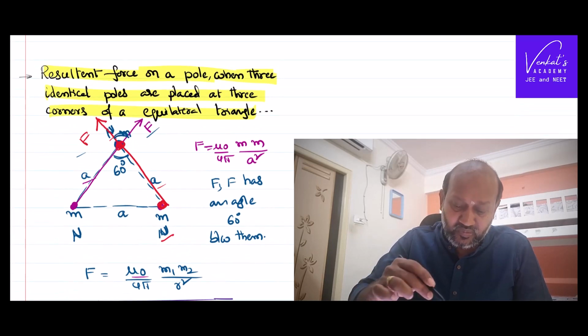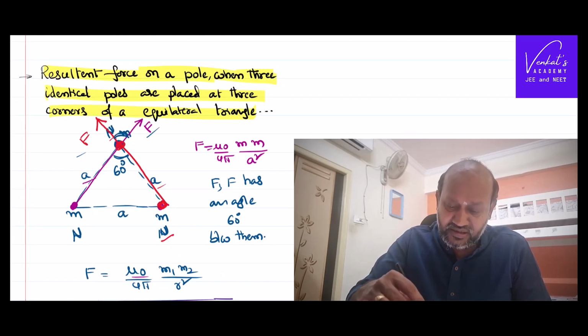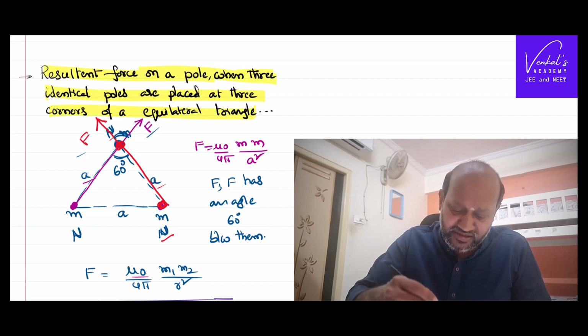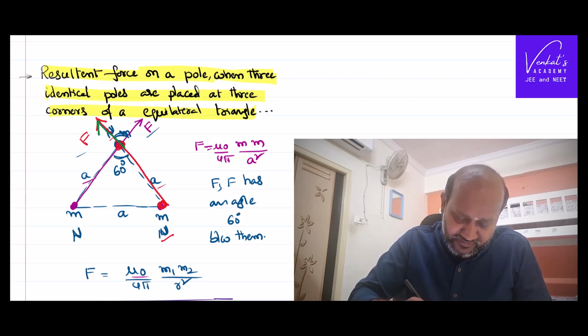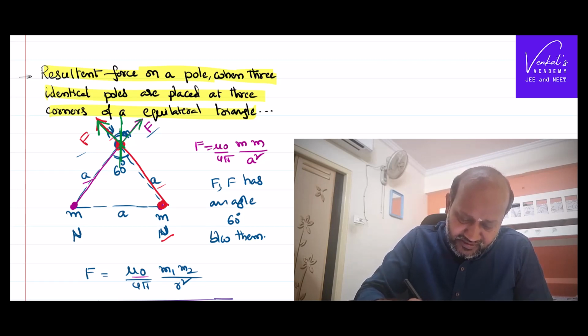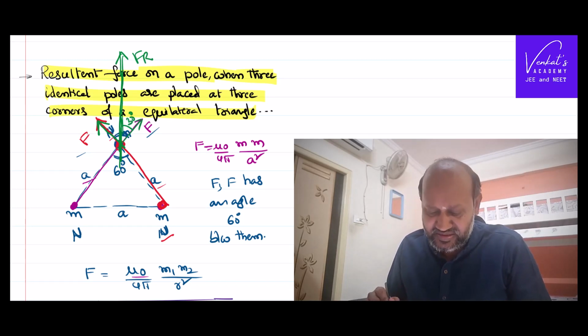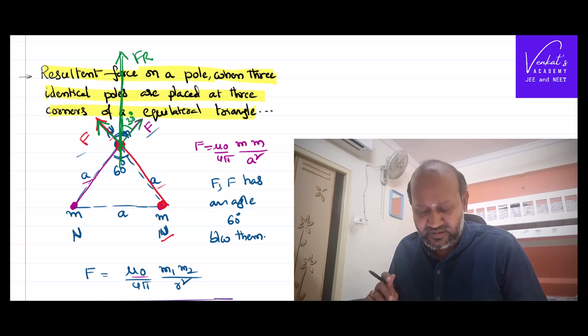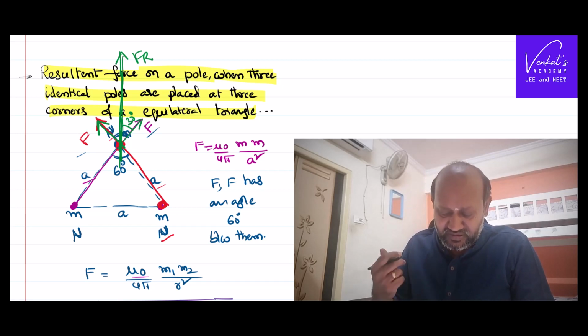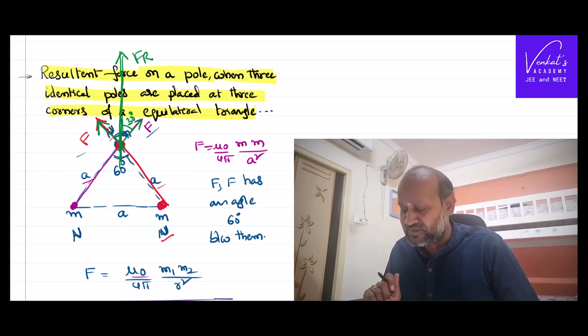Now, once you have found the resultant, I also want you to find out its direction. This is F. This is another F. These two are equal. This F resultant will be exactly in between them. This is what we have found now. Its direction is at 30 degrees to each of these two forces. That's how we can find it if all these poles are identical poles.